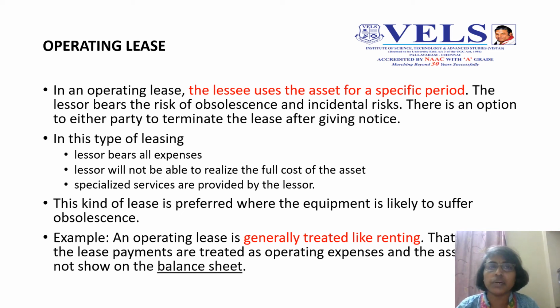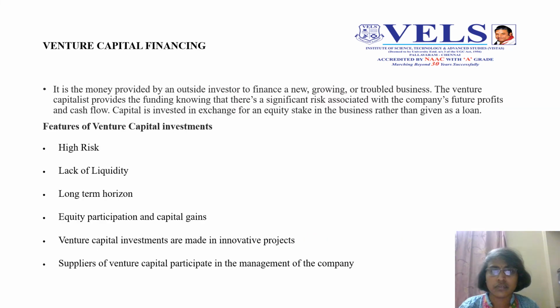So this is about operating lease, and this kind of lease is preferred when the equipment is likely to suffer obsolescence. An operating lease is generally treated like renting. So here the lease payments are treated as operating expenses and not shown in the balance sheet of the particular company. So this is about operating lease. Here the lessor owns everything and bears the risk, and he pays all the expenses and other things.